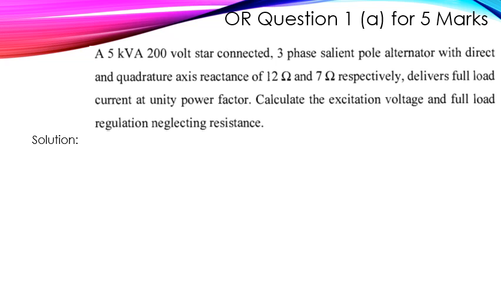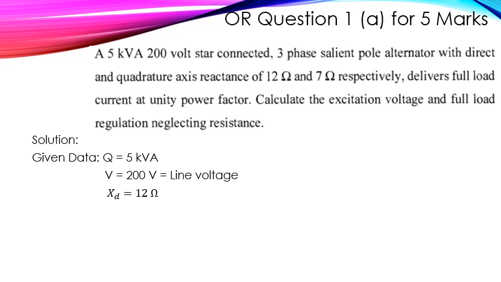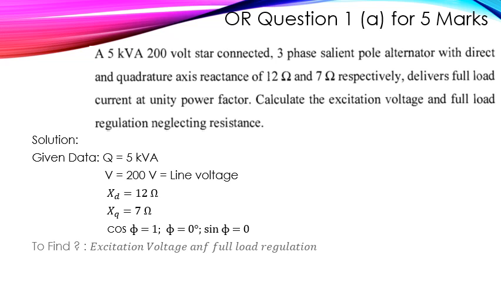So as usual, first we will see the given data. As per the question, the given is: apparent power, that is kVA rating, is 5, then line voltage is 200 volt, direct axis reactance 12 ohm and quadrature axis reactance 7 ohm, and we have to find out the regulation at unity power factor. So the phase angle is 0 and the sin phi is 0.